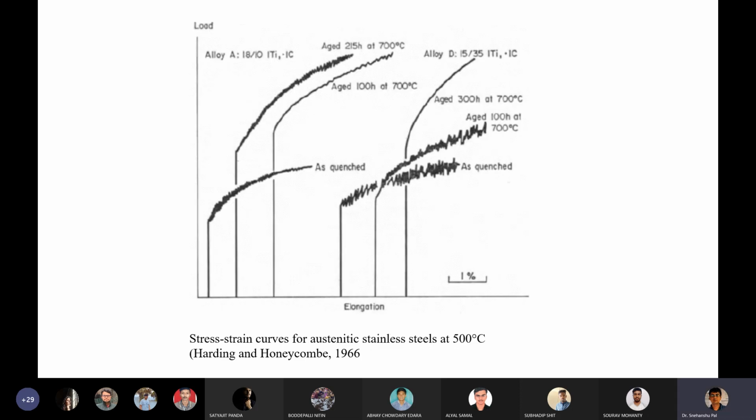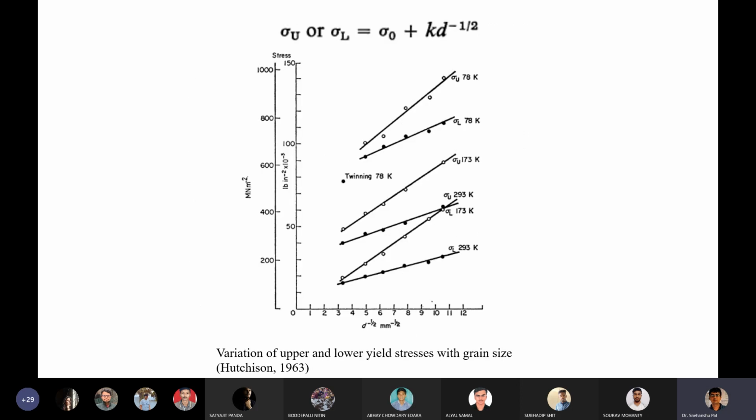The stress-strain plot shows different elongation for different samples, and how things are happening. It's just something I have given; it's not so important. You can skip it.